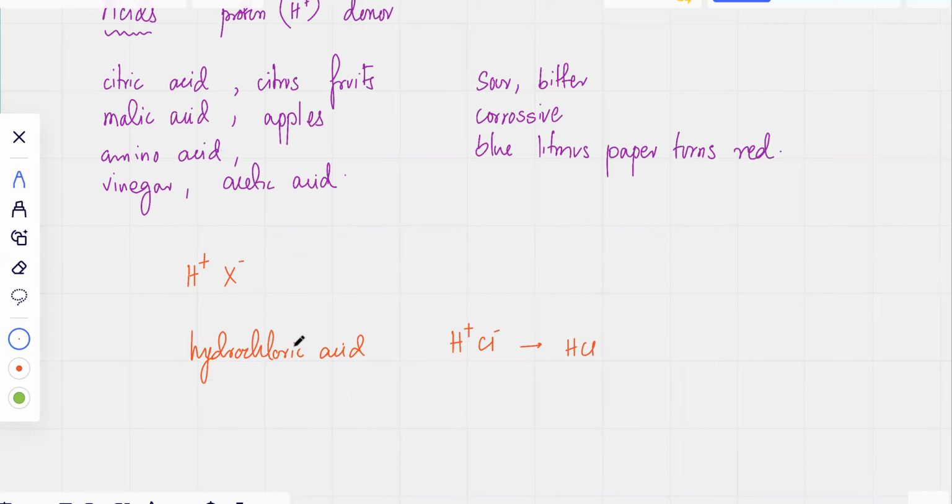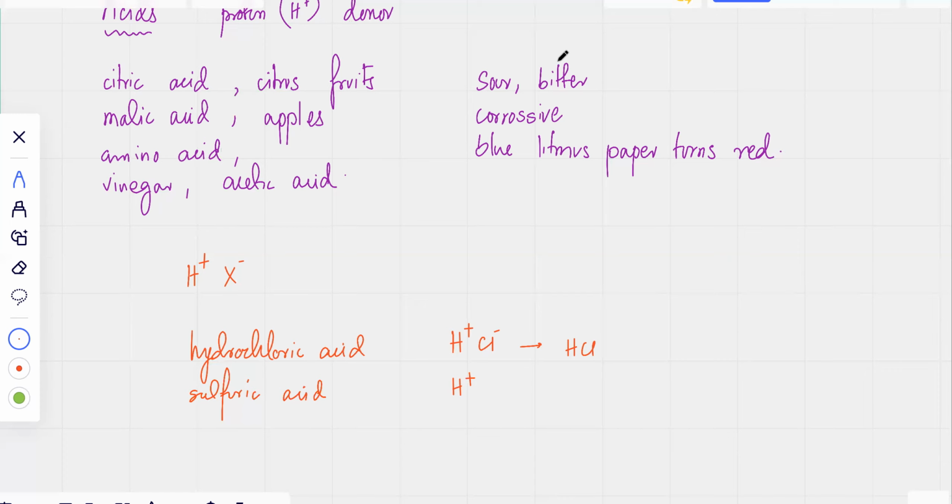Any other acid? Amna, any idea? Saneem? Sulfuric acid. Okay, so you've got sulfuric acid. Now sulfuric acid has H plus 1 that's attached to a sulfate ion.